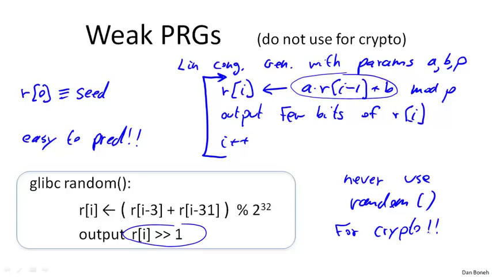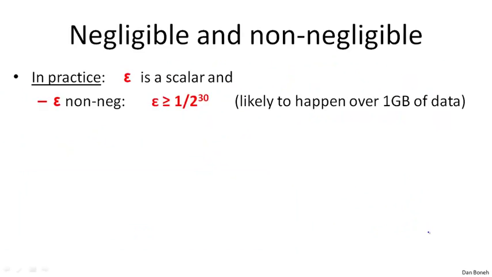We'll talk about how to do secure random number generation actually in the next lecture. Before we conclude this lecture, I just want to give a little bit more detail about these concepts of negligible and non-negligible values. So different communities in crypto actually define these concepts differently.